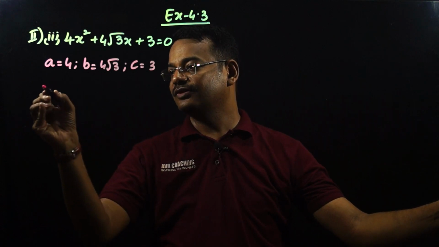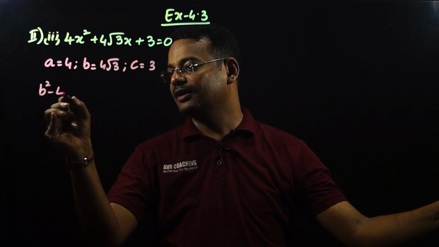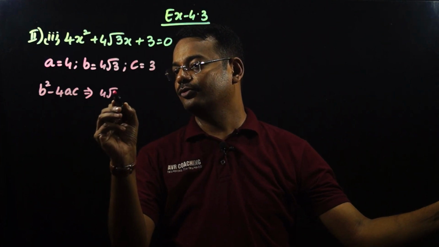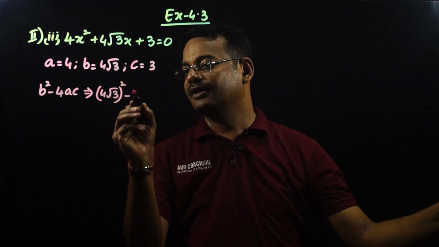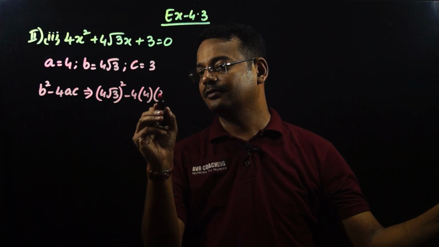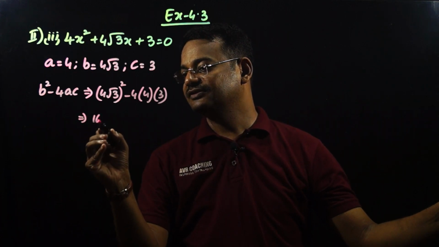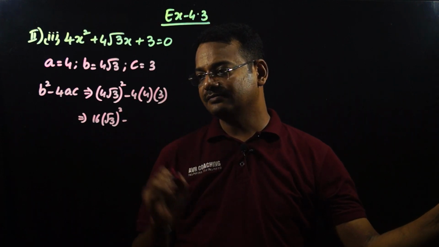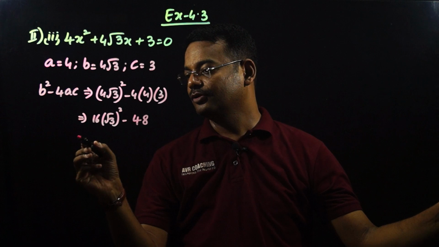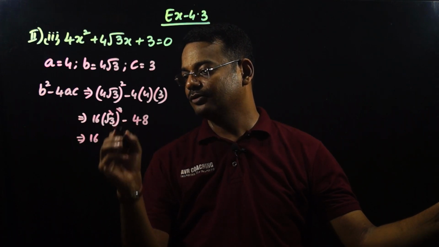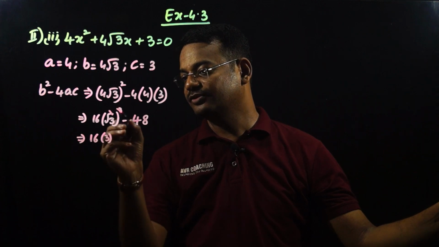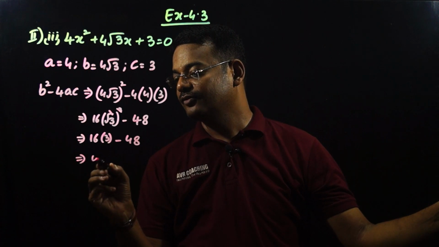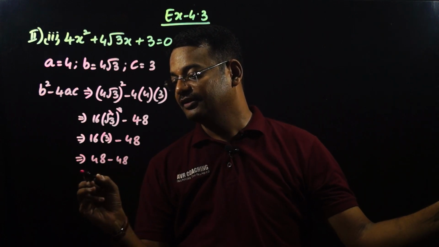Now as a thumb rule, first we will find the value of b square minus 4ac, which gives us b square, that is 4 root 3 whole square, minus 4ac, which is equal to 16 into root 3 square minus 4 into 4 into 3. 4 fours are 16, 16 threes are 48. So this is 16 root 3 square; the root gets cancelled, it becomes 3. Now 48 minus 48 is equal to 0.